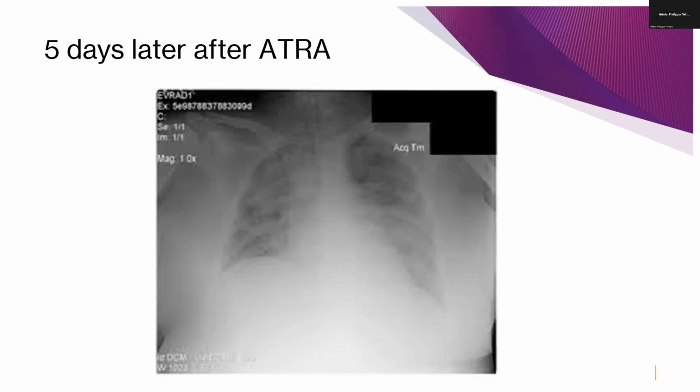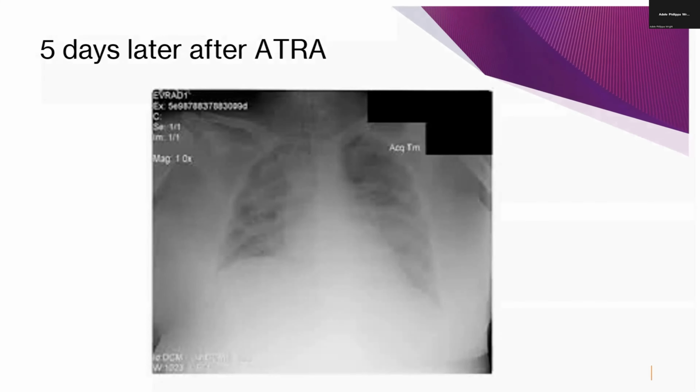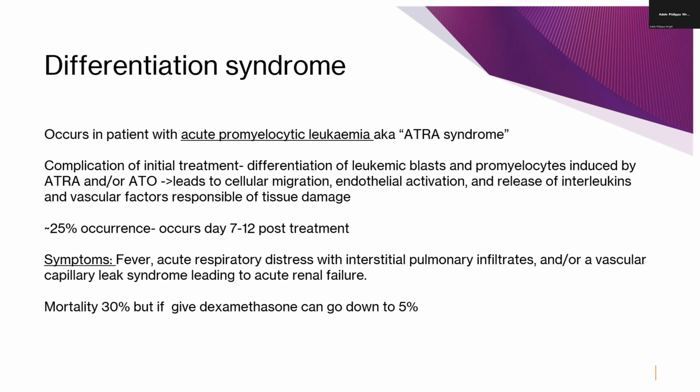Oh, sorry, you had replied. I hadn't scrolled down. Yes, differentiation. So this is differentiation syndrome triggered by the ATRA. Differentiation syndrome occurs in patients with APML. It's also called ATRA syndrome. That slide's actually a bit outdated. Different types of AML now, with the newer drugs, can have differentiation syndrome. It's often a complication of the initial treatment.